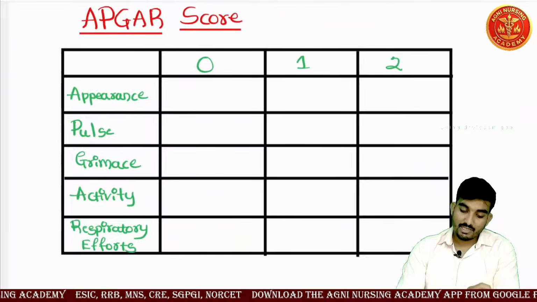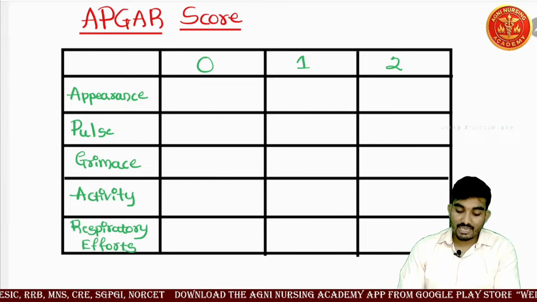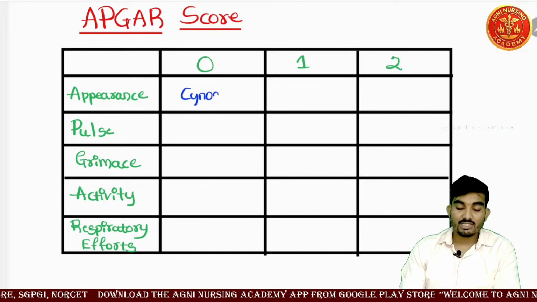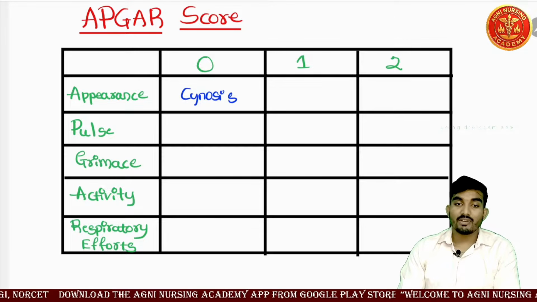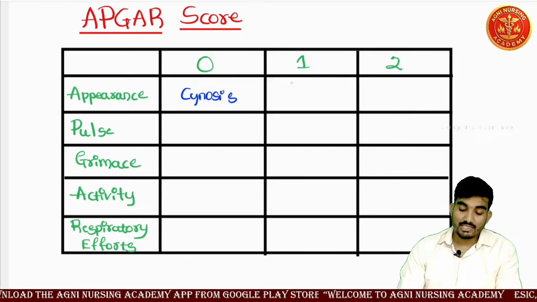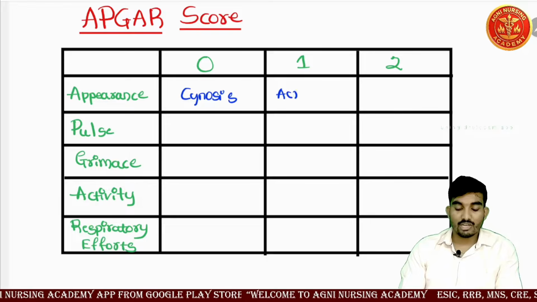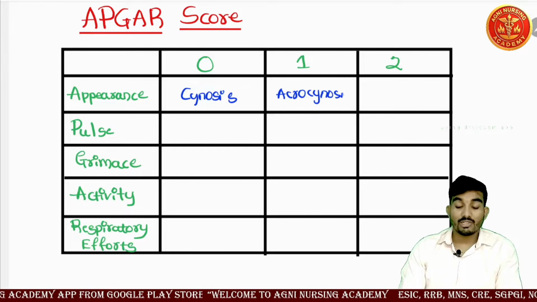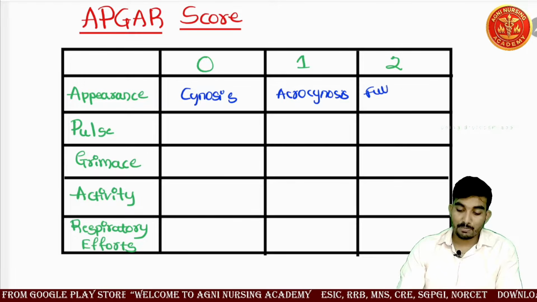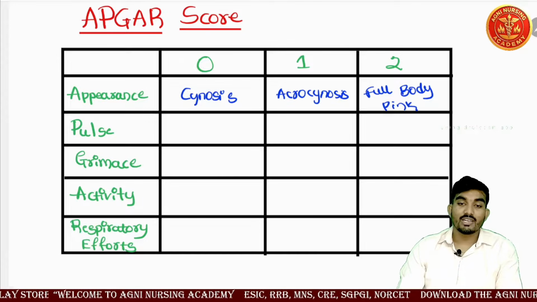There are 5 parameters. First, we assess the skin color of the child. If the child is fully bluish, we call that cyanosis, and we give a score of 0. If the child is peripherally blue and centrally pink, that is called acrocyanosis, and we give a score of 1. If the child's body is fully pink, then we give a score of 2.